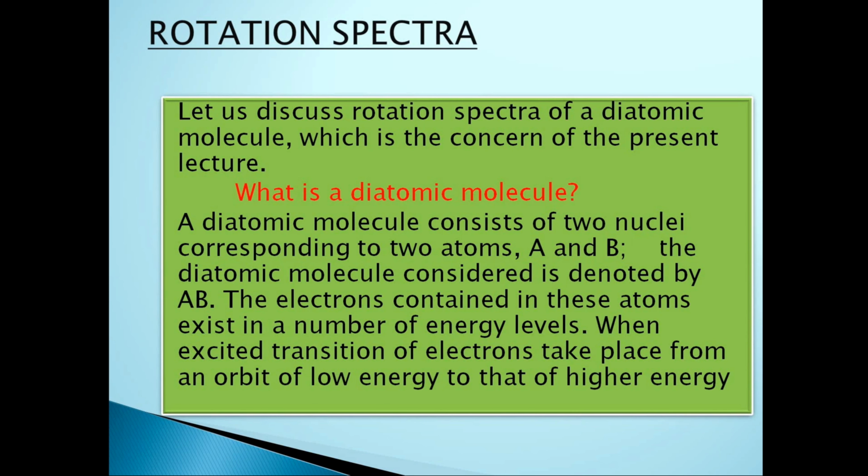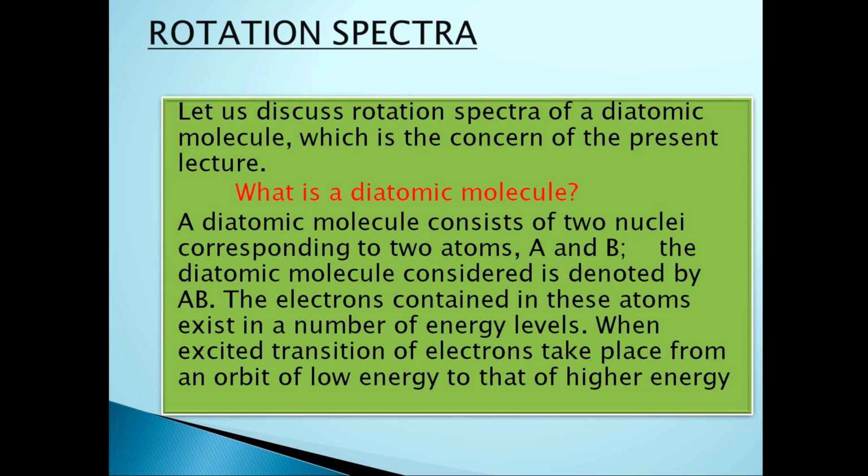Now come to the rotational spectra, which is the concern of the present lecture. Now first we want to know what a diatomic molecule is. A diatomic molecule consists of two nuclei corresponding to two atoms. In figure 1, I have shown them by A and B, and their masses are M1 and M2. They are at distances of R1 and R2 respectively. If the diatomic molecule considered is denoted by AB, the electrons contained in these atoms exist in a number of energy levels.